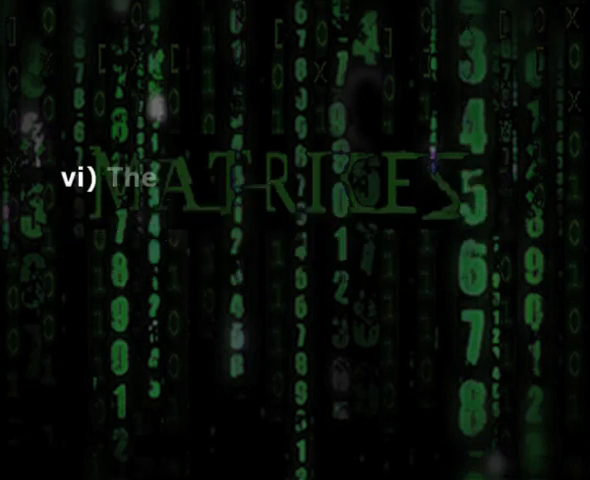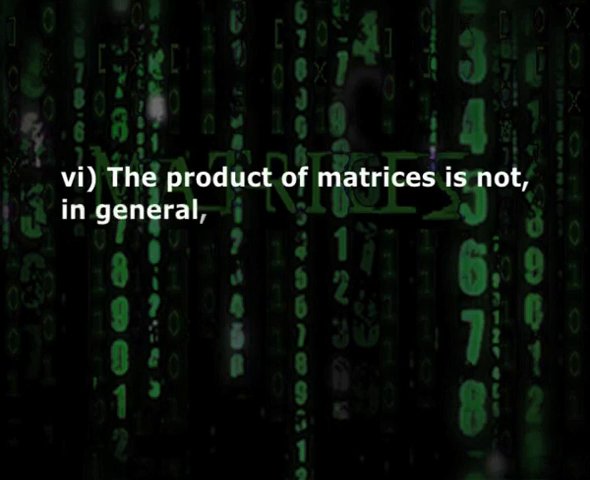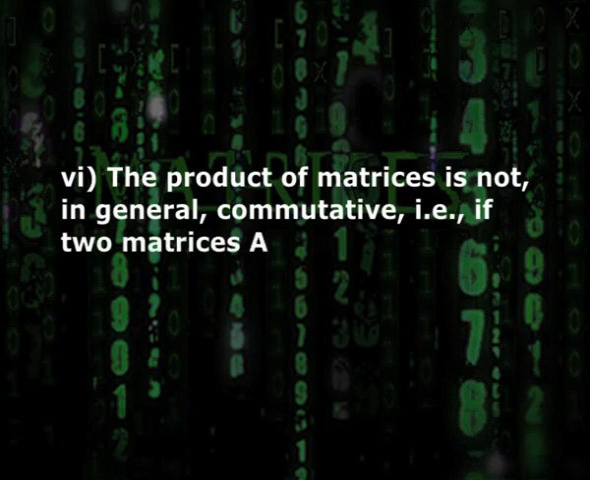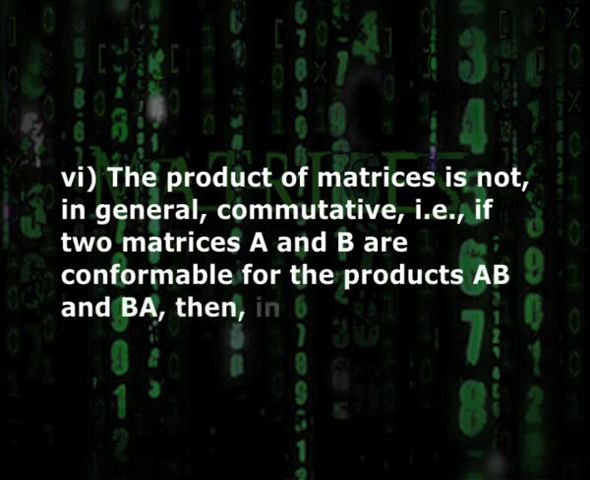Let's come to the sixth property, which says that the product of matrices is not in general commutative. That is, if two matrices A and B are conformable for the products AB and BA, then in general AB will not be equal to BA.